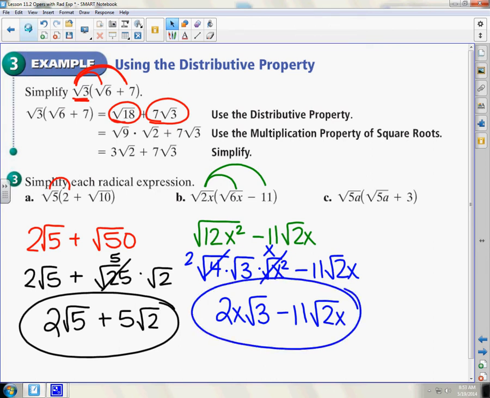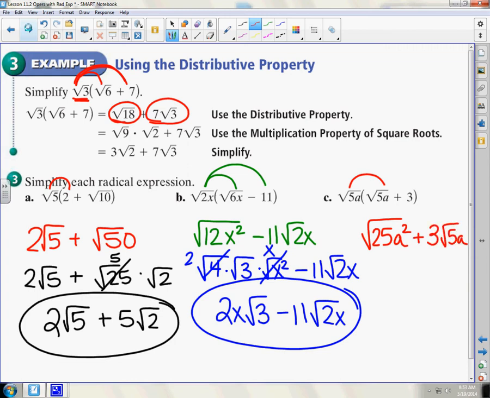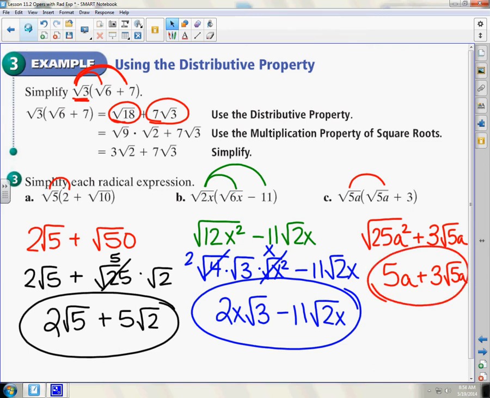So try the last one by yourself. Okay, so 5 times 5 is 25, and a times a is a squared, and then I just have 3 square root of 5a. Well, the square root of 25 is 5, and the square root of a squared is a, and then I have 3 square root of 5a. These do not have like radicals because this first one is not under the radical sign, so then I'm done. And then I just end there.